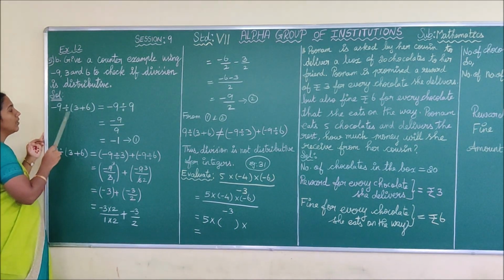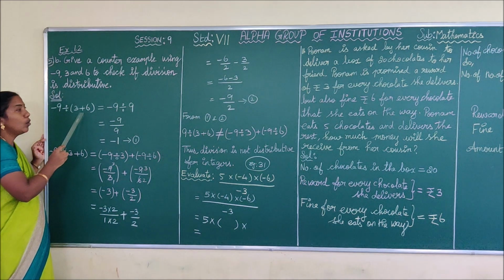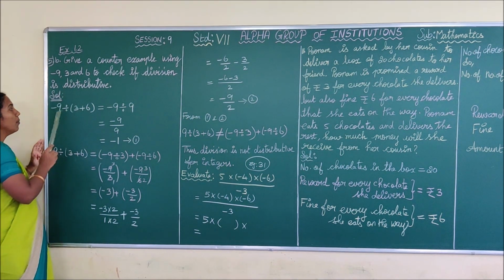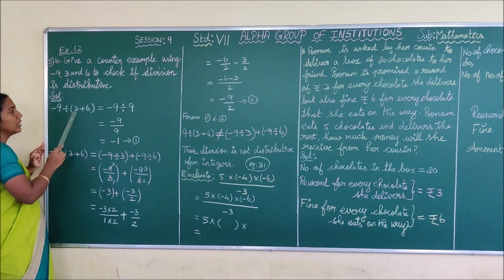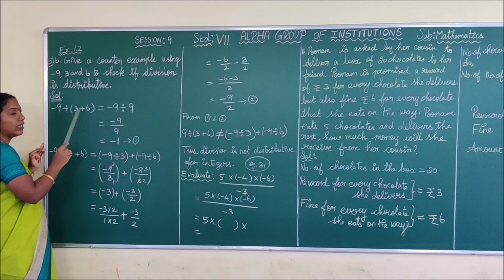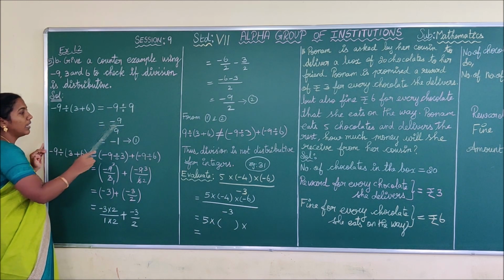Minus 9 divided by 3 plus 6. Here we are taking addition only. Don't write the proof for subtraction. It is enough to do addition only. Minus 9 divided by 3 plus 6. First we are adding these numbers within the bracket. 3 plus 6 is 9. That is minus 9 divided by 9. Minus 9 by 9.